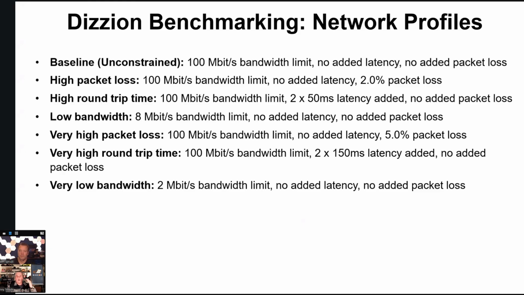To make it fair, I limit it to 100 megabit, which I call the baseline. Then I use high packet loss, 2%, high round trip time, which is 2 times 40 milliseconds latency added, then low bandwidth, which is 8 megabit, then very high packet loss, very high round trip time, and very low bandwidth.